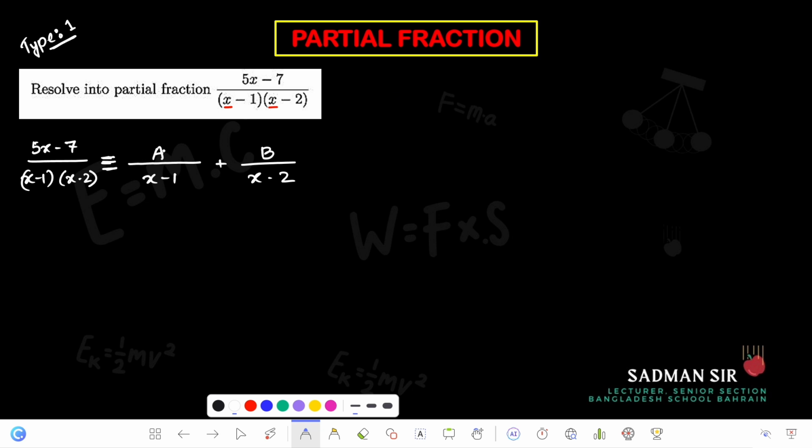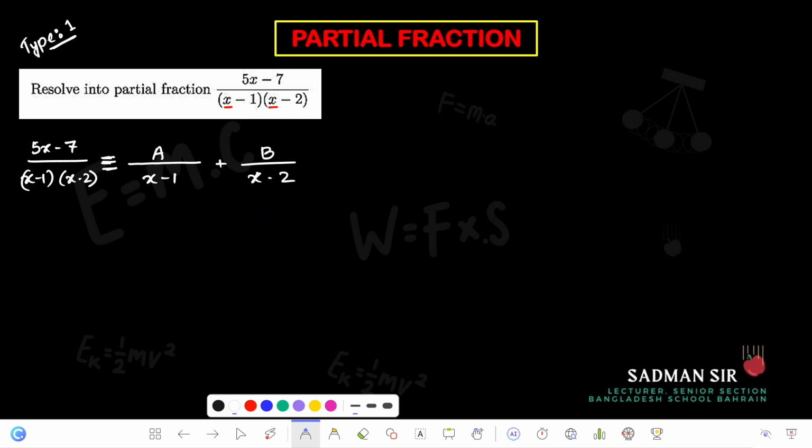So in the numerator, the power of x has to be less than the power of x in the denominator. So x has a power of 1 here, so it will be 1 less than that. So if it is 1, then 1 less than 1 is actually 0. So x to the power 0 means there will be no x here. And similar logic goes for this one.